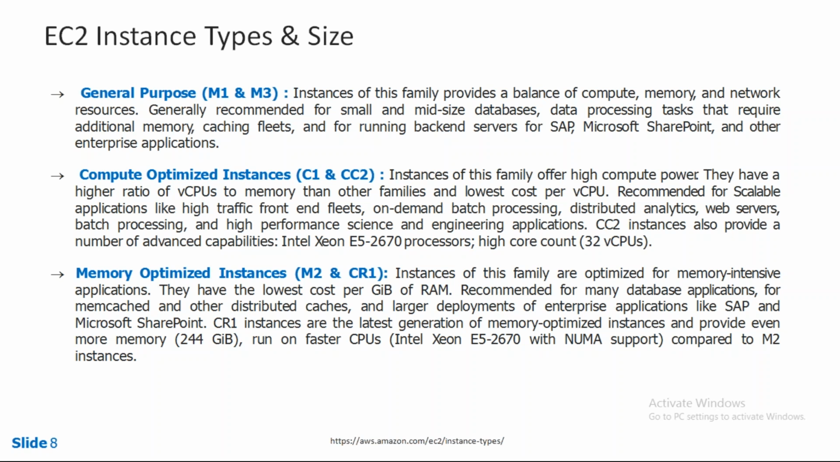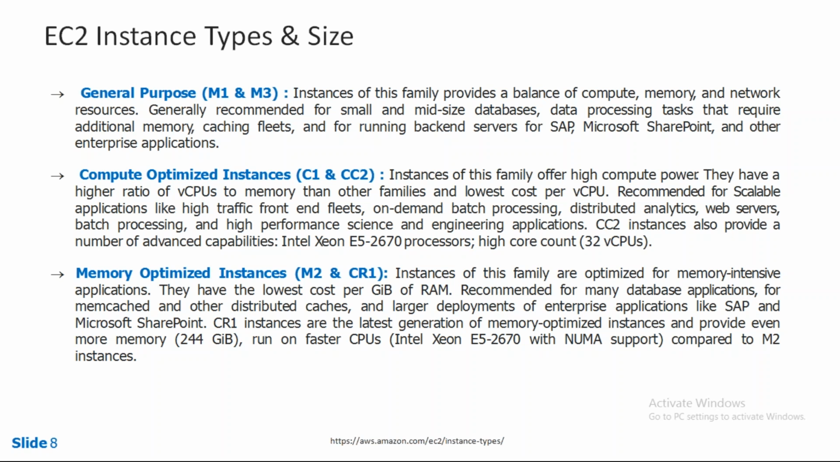These instances are the latest generation of memory optimized instances and provide even more memory, up to 244 gigabytes. We have seen that yesterday. So the maximum RAM size is 244 gigabytes. Such a huge system can be created or launched in AWS.